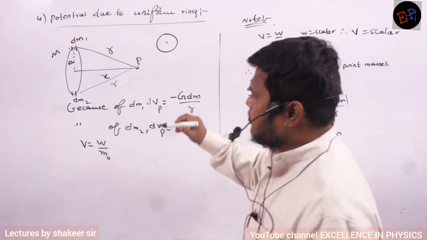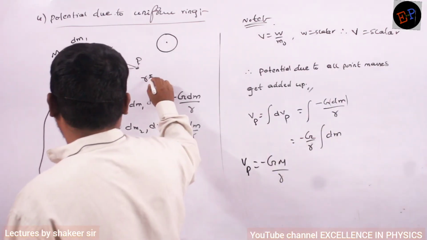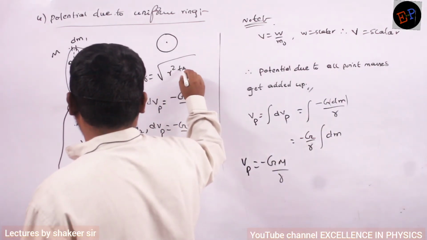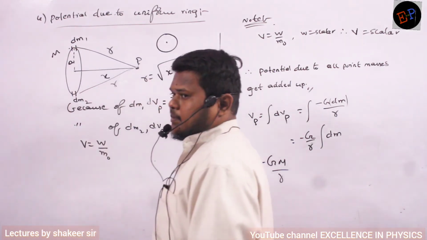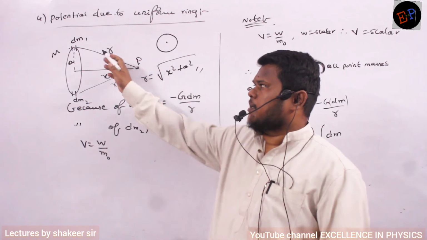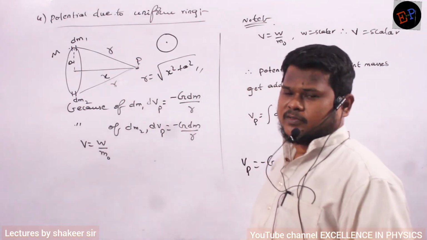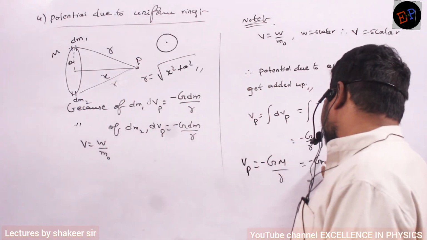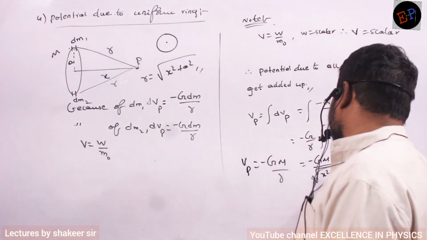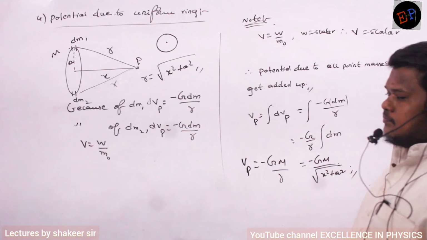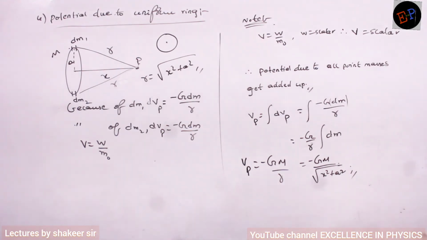But what is the r value? This is x, this is a, r can be written as square root of x square plus a square. Can I write like this? r will become a hypotenuse, no? So Pythagoras theorem, apply here. So minus GM divided by square root of x square plus a square. That's all. So this is the potential at point P.